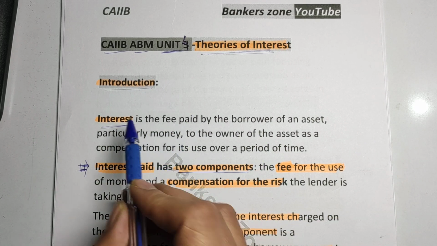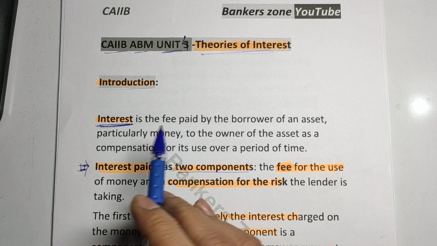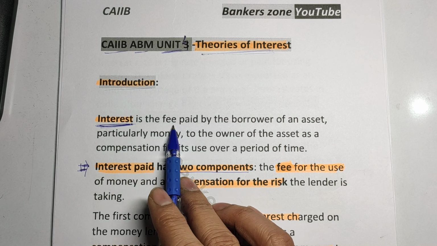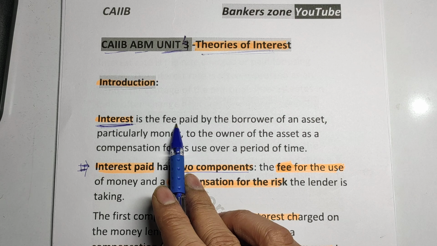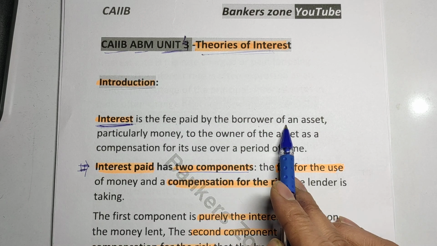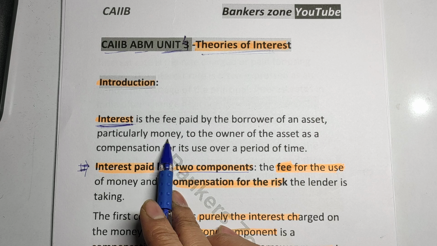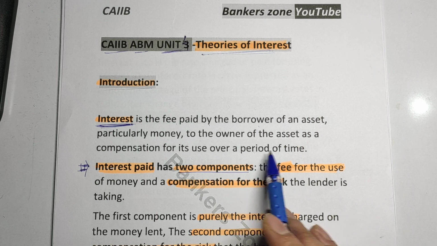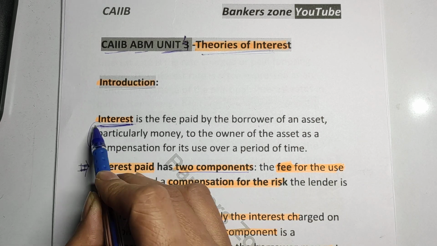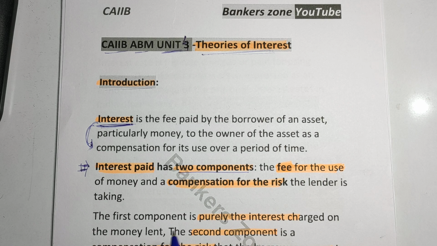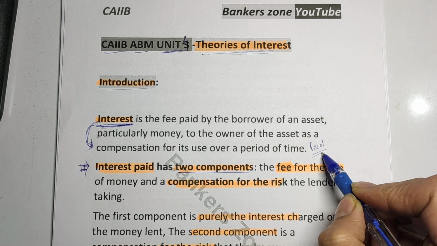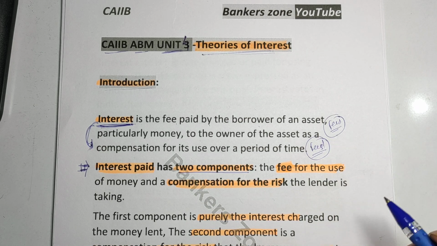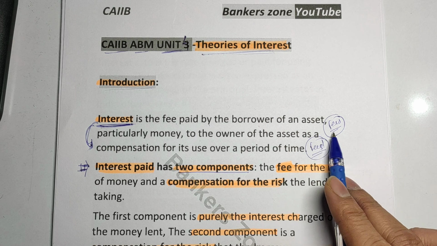Basically, we all know what interest is. We are working in a bank and we have already passed the JAIIB, so we all know what interest is. By definition, it is the fee paid by the borrower of an asset, particularly money, to the owner of the asset as compensation for its use over a period of time. That means interest is the fee charged for the use of money. Basically, it is the purest form of fees charged.